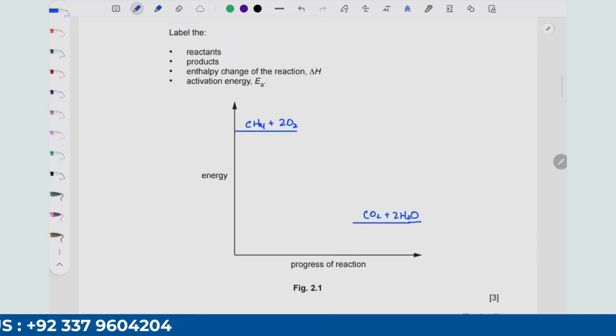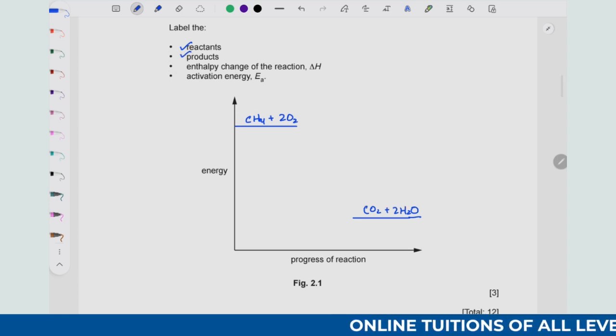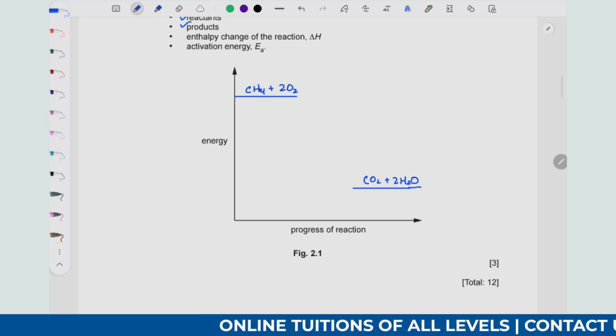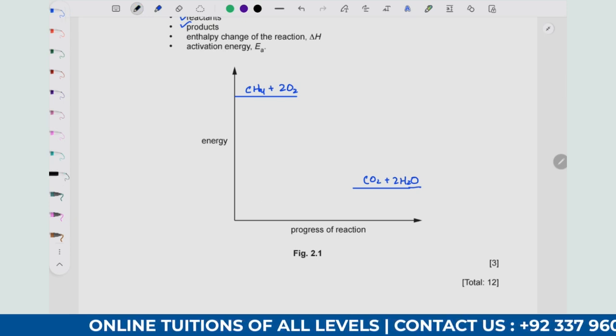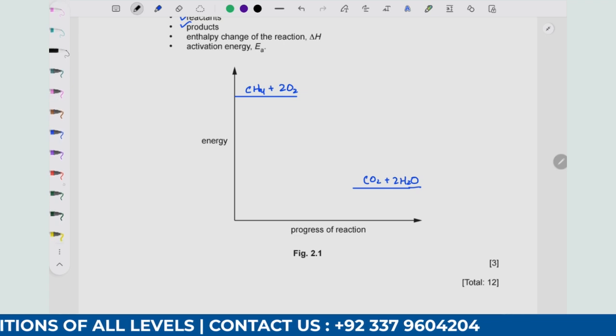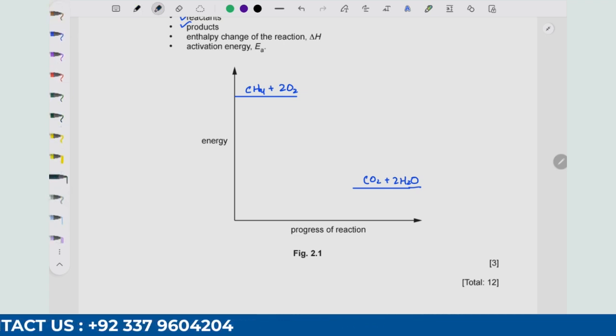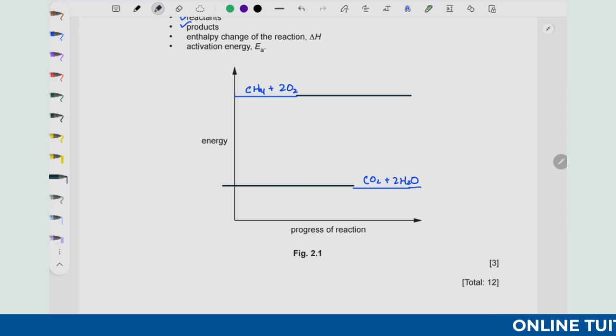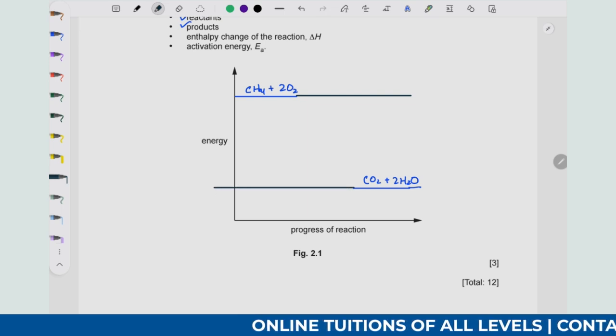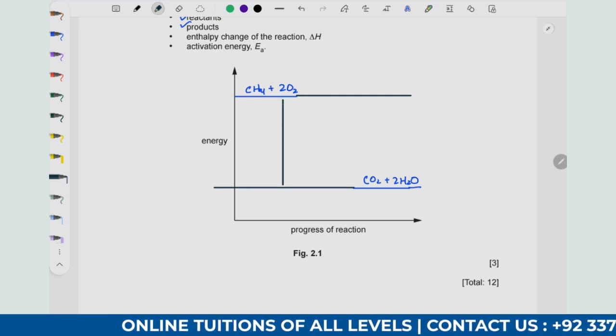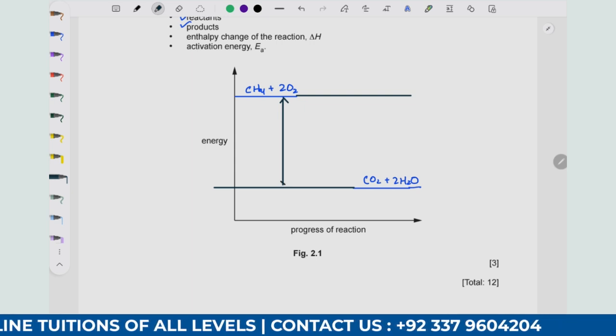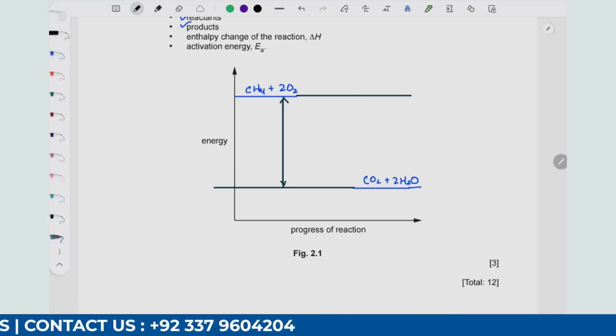Now we have labeled the reactants, we have labeled the products. Now let's label the enthalpy change of the reaction. So the enthalpy change of the reaction will be from here. Let's extend the line of our reactants and products a little to show the enthalpy change. So this particular part will be our enthalpy change.